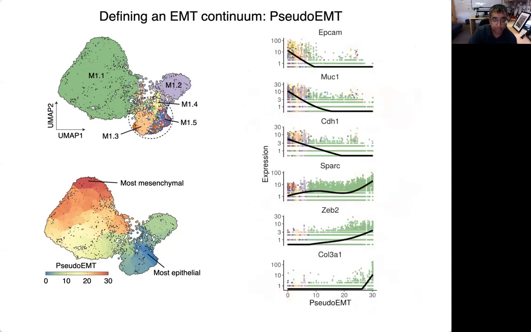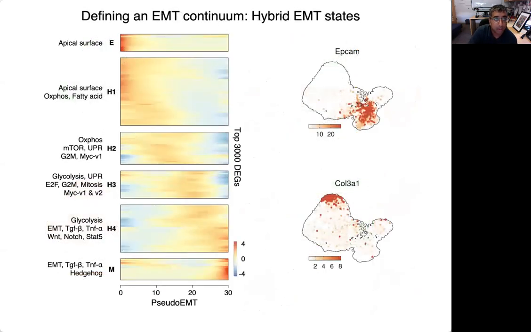in relation to this UMAP. Okay, and then in relation to that, we can plot the expression of different genes along that pseudo EMT trajectory and come up with a continuous view of the EMT process, right? As things progressed from epithelial to mesenchymal in the context of the development of a tumor in this one mouse.